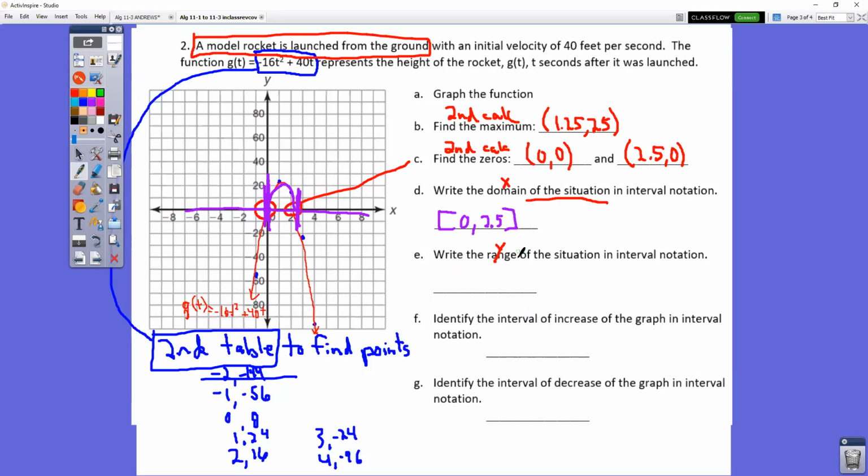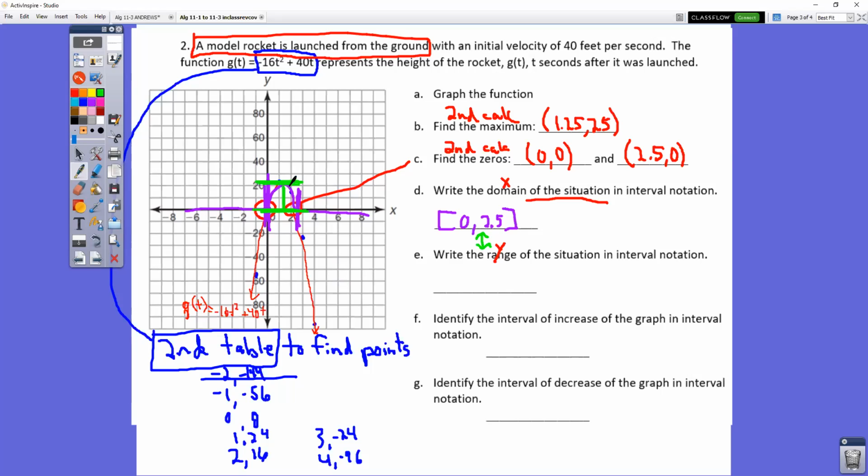Now, the range of the situation is your y. That's going up and down. The lowest that it goes is the ground. The highest that it goes is your max. You want to know this distance in between, from the ground up to the max.